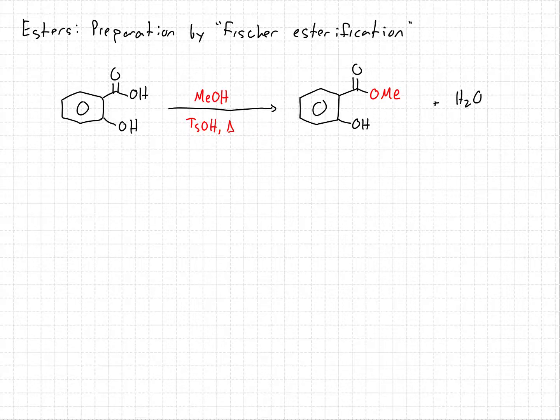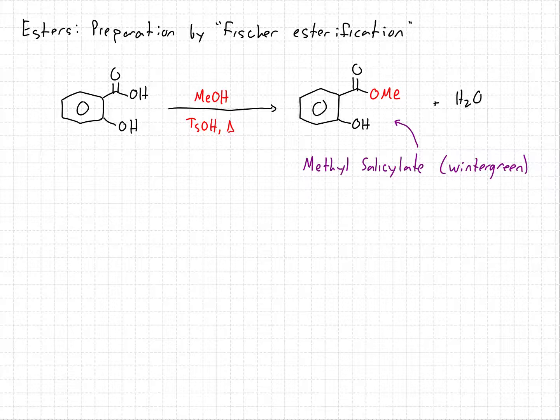Like several other reactions we've seen this semester that have water produced as a byproduct, this equilibrium can be driven towards the product side by continuously removing water from the reaction mixture, either by a Dean-Stark trap or some other chemical means. This ester is called methyl salicylate, and it is the main ingredient in oil of wintergreen. If you've ever had wintergreen flavored gum, or if you've used tiger balm, you've smelled or tasted methyl salicylate.